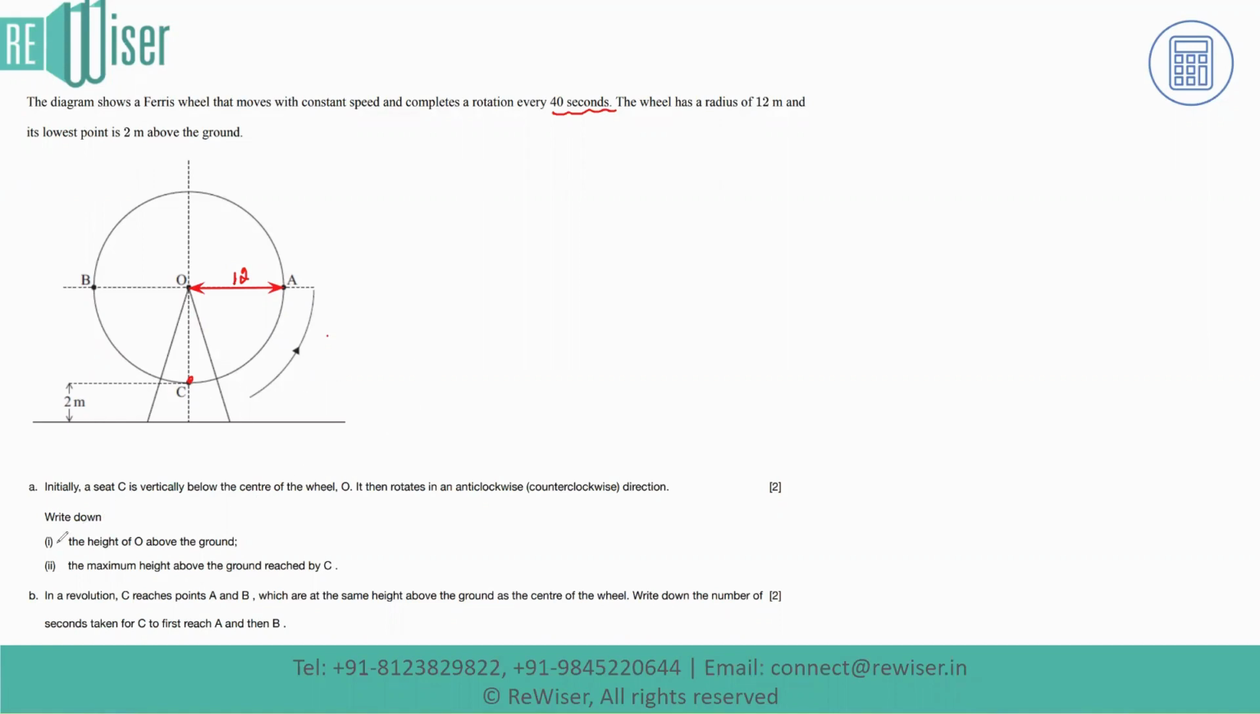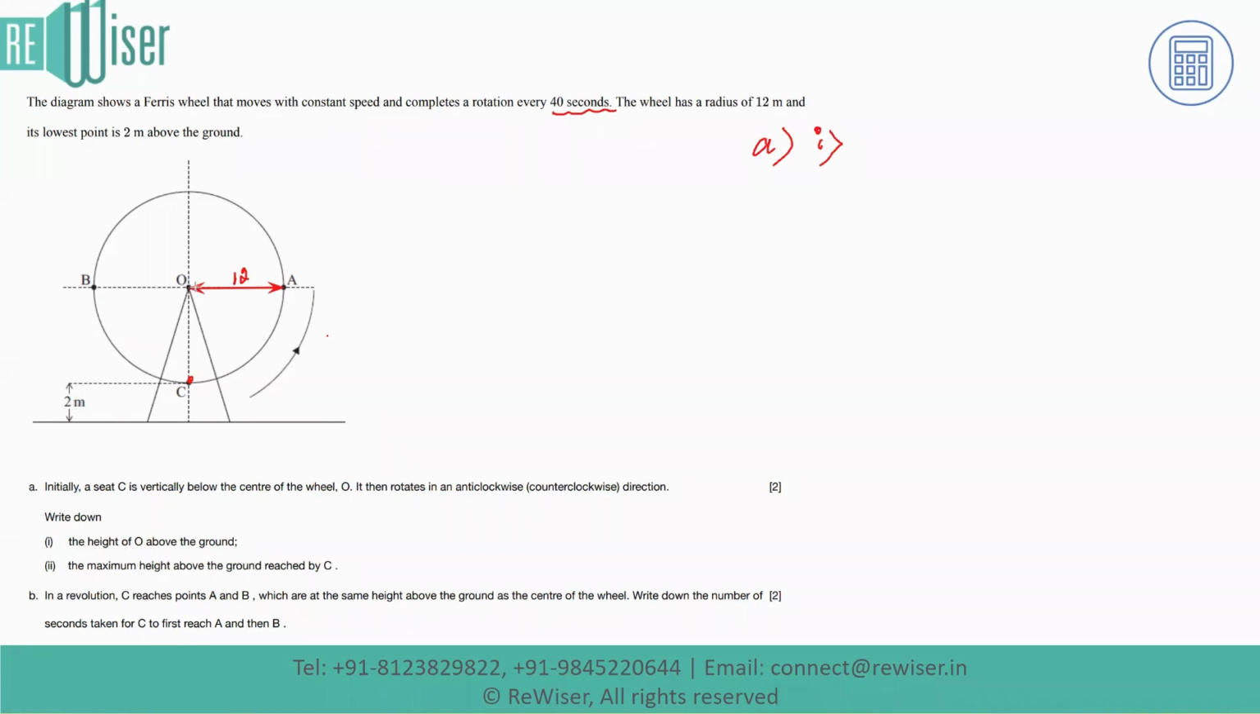Now for part A, we are talking about initially a seat at point C, which is vertically below the center of the wheel, and the center of the wheel is O. The wheel then rotates in an anti-clockwise, or counterclockwise, direction. The arrow is also shown here. So for part 1, we need to find the height of O above the ground.